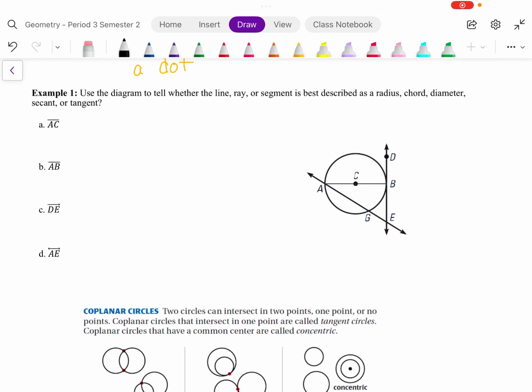All right, so next, example 1. We're going to use the diagram to tell whether the line, ray, or segment is best described as a radius, chord, diameter, secant, or tangent. So the first one is segment AC. Because that only takes up half the circle, that is going to be a radius. Next we have segment AB, and this goes across the circle and through the center, so that one is going to be a diameter.